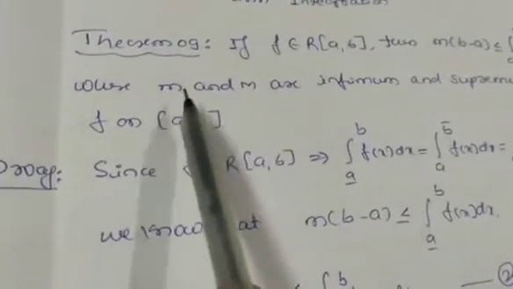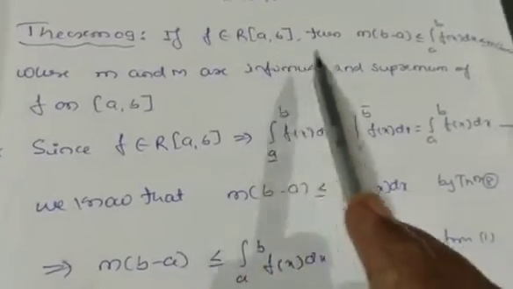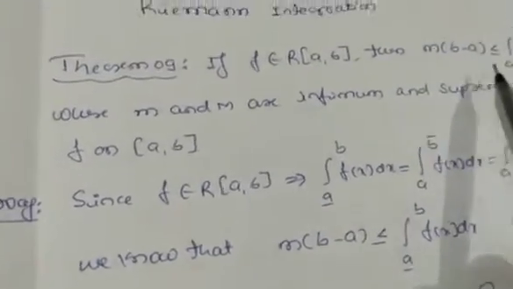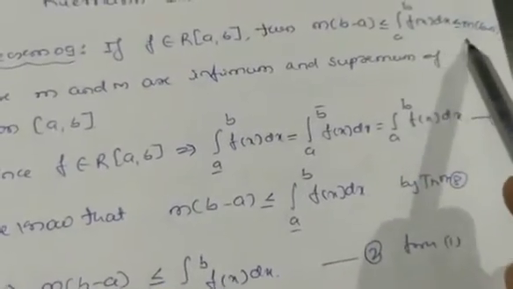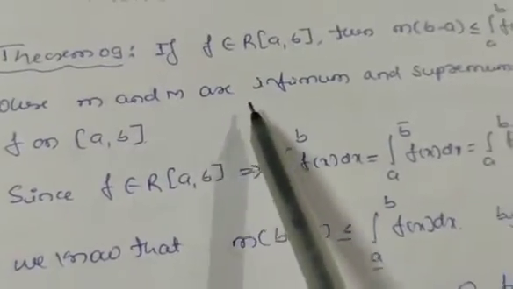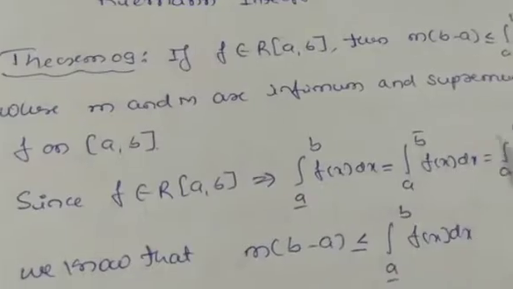Now let us take the next theorem. If f belongs to R[a, b], then small m into (b minus a) is less than or equal to the integration from a to b of f(x) dx, which is less than or equal to capital M into (b minus a), where small m and capital M are the infimum and supremum of the function f on [a, b].